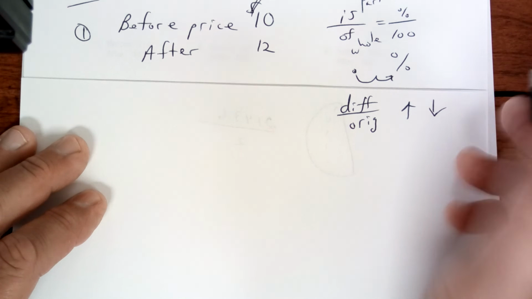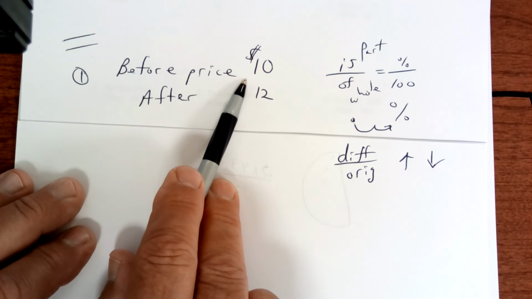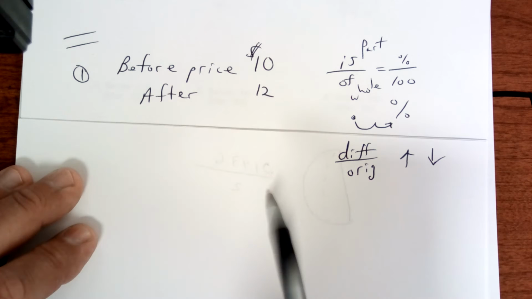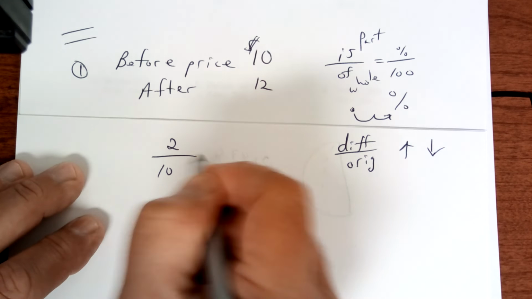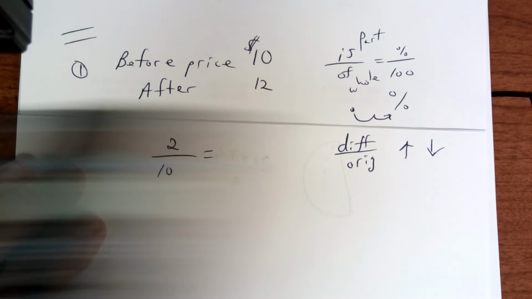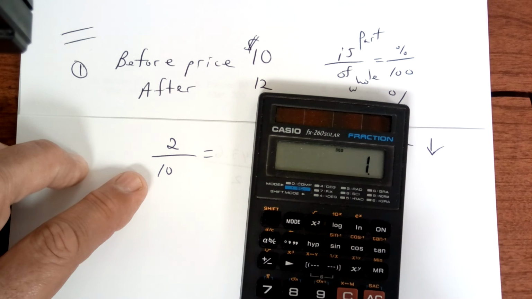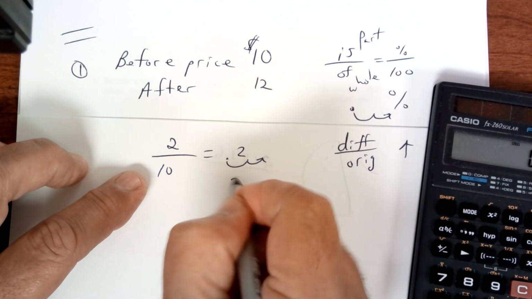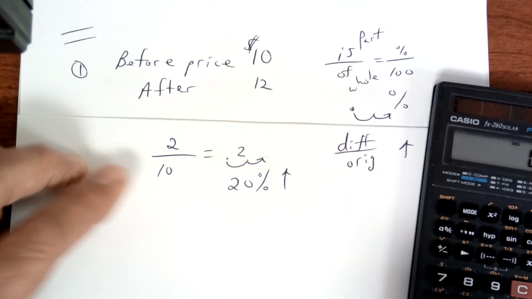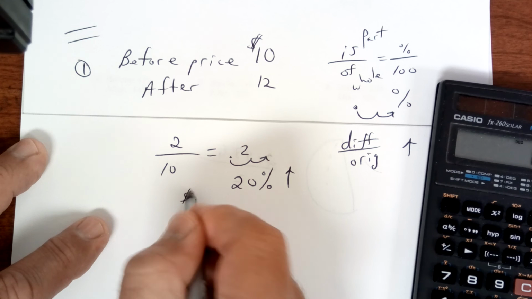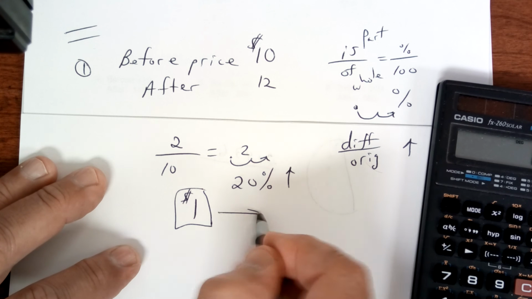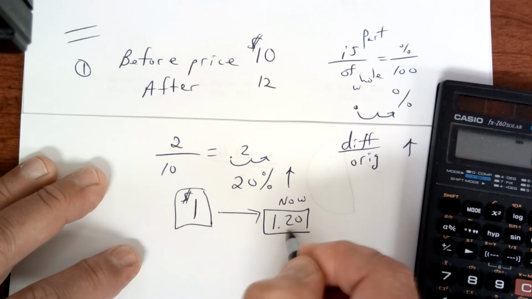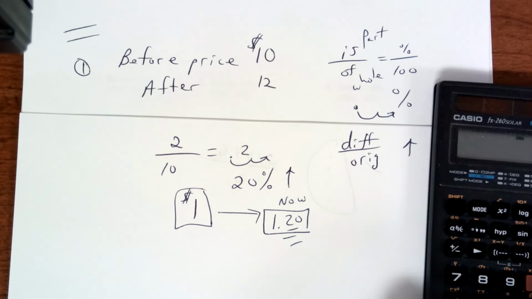So this one, is the price going up or is the price going down? Well, it went up by $2, so the difference is $2. The original price is $10. So you're going to take your calculator, take 2 divided by 10, and when you do that, you get 0.2. When you move your decimal over 2 places, that's a 20% increase. That means you're paying more than what you paid last time. Last time you paid $1. Now, you're going to pay $1.20. So for every dollar, it increased 20 cents. That is called a percent increase.